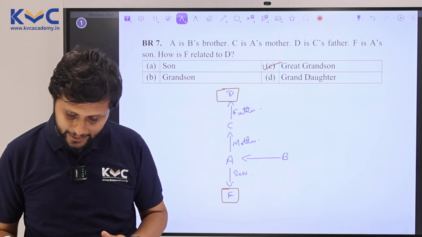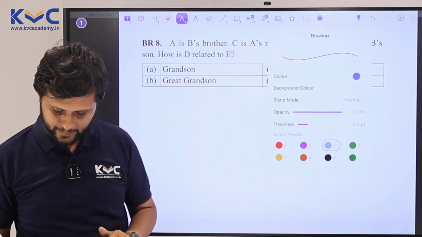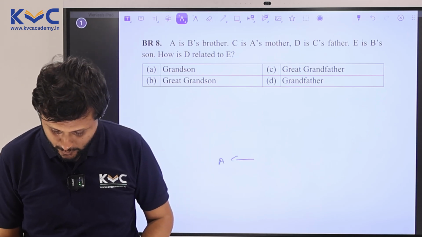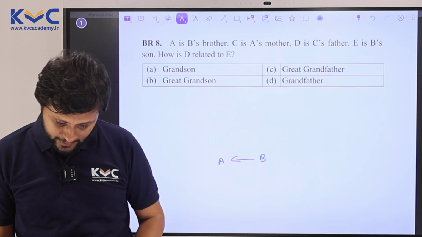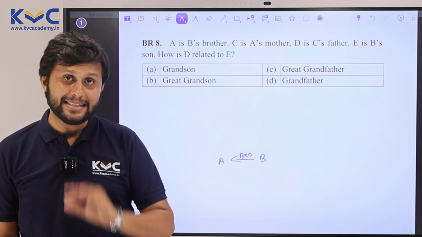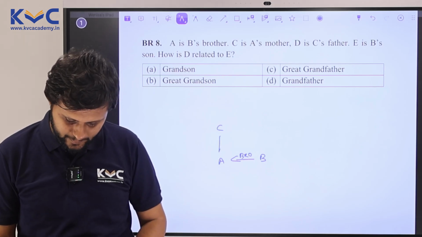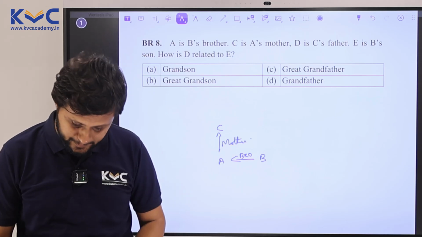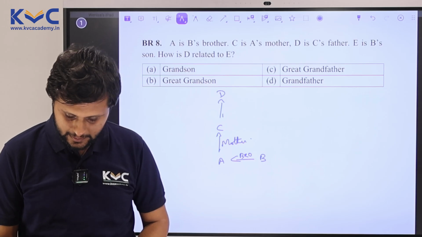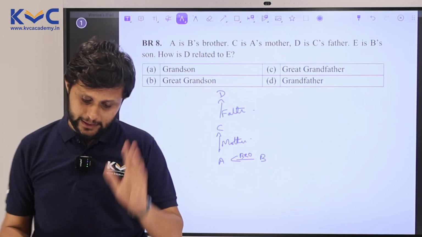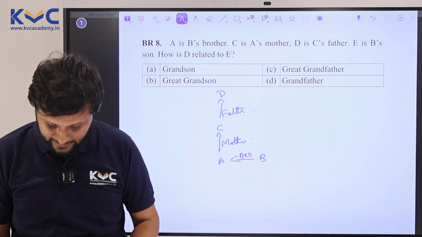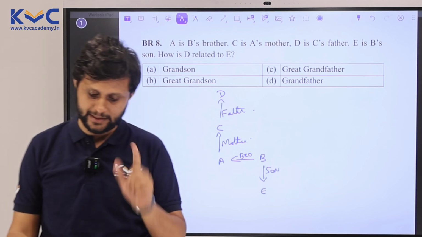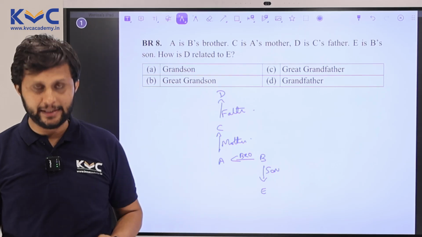Question number 8. A is B's brother. Okay, now this is common in almost all questions. A is B's brother. C is A's mother. D is C's father. E is B's son. This time B's son. Okay. E is B's son. How is D related to E?